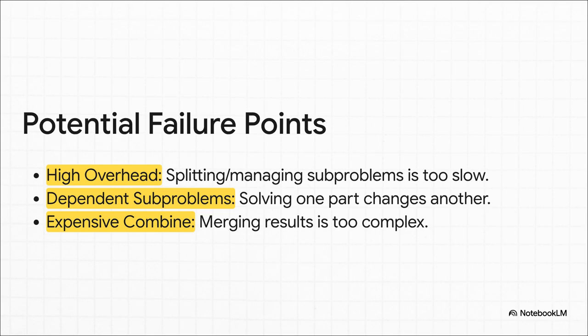Second, the subproblems might not be independent. Imagine if solving the left half of a problem actually changed the right half. You can't conquer them separately. And finally, the most common trap is an expensive combine step. If putting the pieces back together is just as hard as solving the original problem, then you haven't really gained anything, have you? The whole strategy only works if dividing is cheap and combining is efficient.